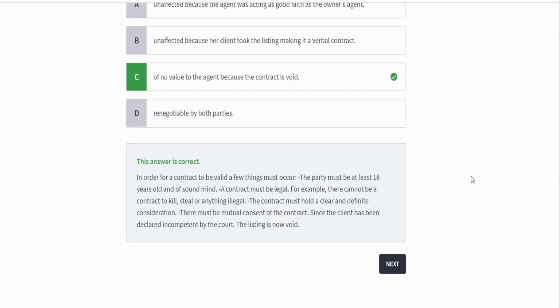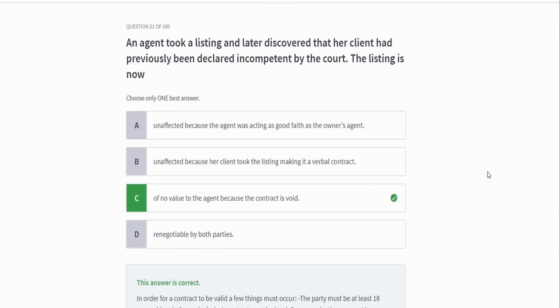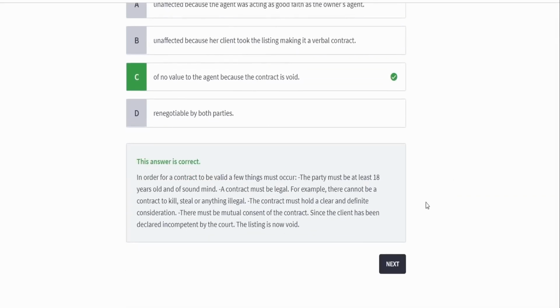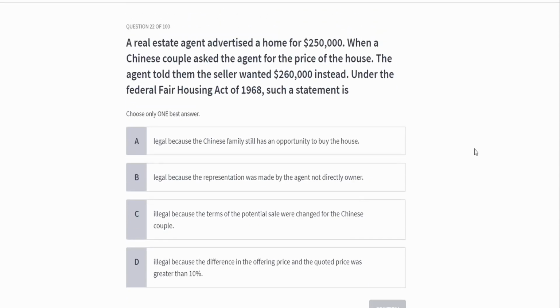So again, when you're reading these ones, just remember what you learned about contracts in your pre-licensing or maybe in school about what makes sense. If you really want to take a step back and look at the big picture here, what makes sense? You know that her client has been declared incompetent by the court. How would that be fair if the contract would still remain? So now the contract is void and it is of no value to the agent. Simple as that. All right, next one, question 22.